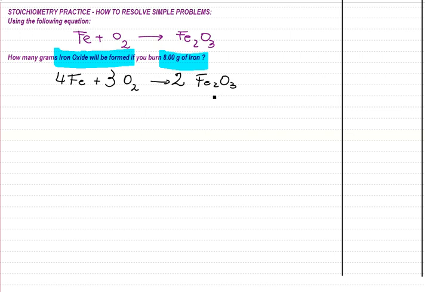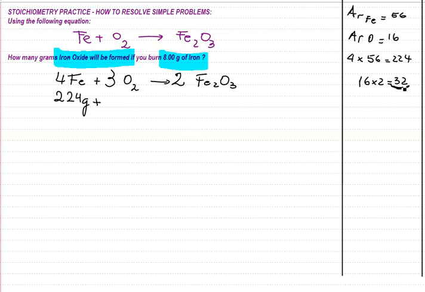Now we need to calculate the masses. For calculating the masses, we need to know the atomic mass of iron, which is going to be 56, and the atomic mass of oxygen is 16. So we can calculate the mass of the iron. 4 times 56 is going to be 224. That is the mass of iron that reacts. 224 grams, plus 3 times the molecule of oxygen. Oxygen is 16 times 2 is 32, and we have the molecule 3 times, so we have 96 grams of oxygen.